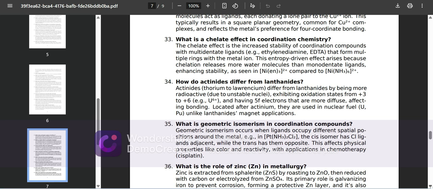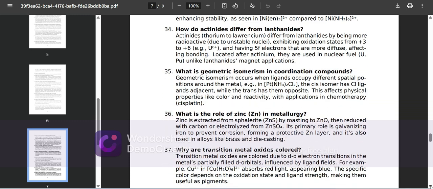What is the chelate effect in coordination chemistry? The chelate effect is the increased stability of coordination compounds with multidentate ligands, such as ethylenediamine and EDTA, that form multiple rings with the metal ions. This entropy-driven effect arises because chelation releases more water molecules than monodentate ligands, enhancing stability, as seen in [Cu(en)3]2+ compared to [Cu(NH3)6]2+.